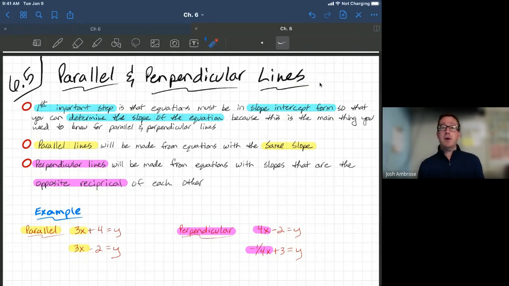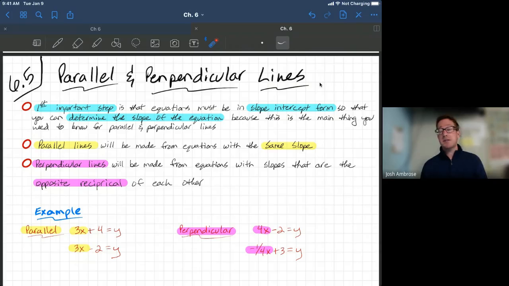However, what does it mean for something to be an opposite reciprocal? Let's look over here at the perpendicular part. Let's say the slope we're talking about here is 4. What's the opposite of 4? The opposite of 4 is negative 4. Then what's the reciprocal of that? Negative 1/4. That's what I mean by opposite reciprocal.